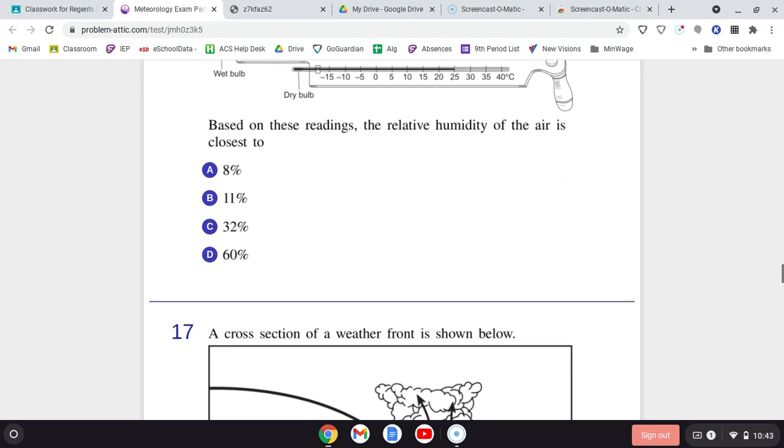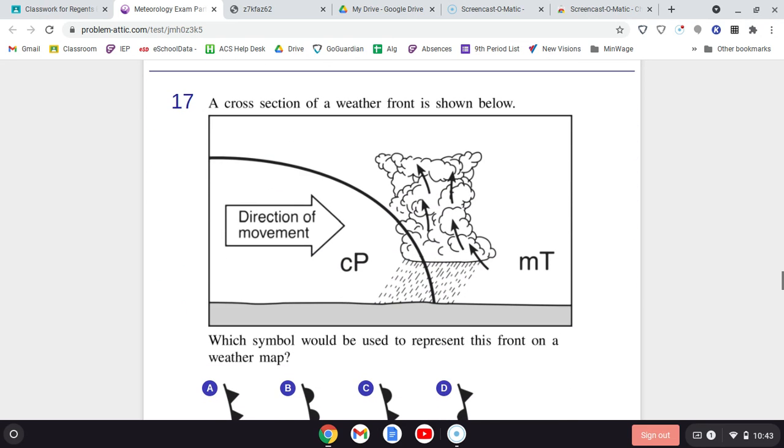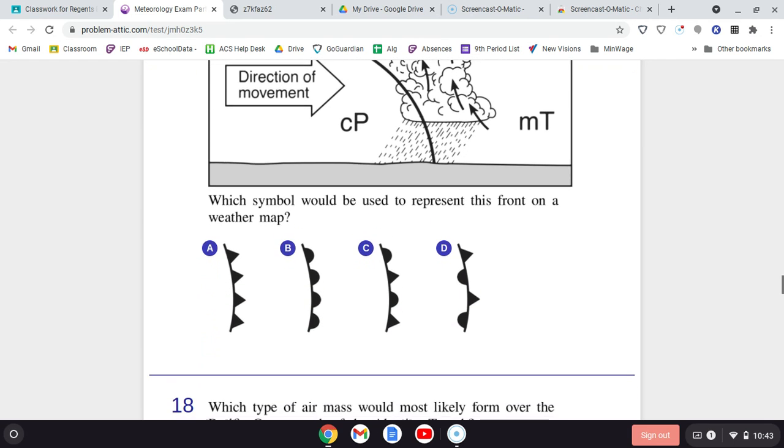I can't remember. Okay. Number 17. A cross section of a weather front is shown below. Direction of movement, continental, polar, maritime, tropical. Which symbol would be used to represent this front on a weather map? The continental polar.